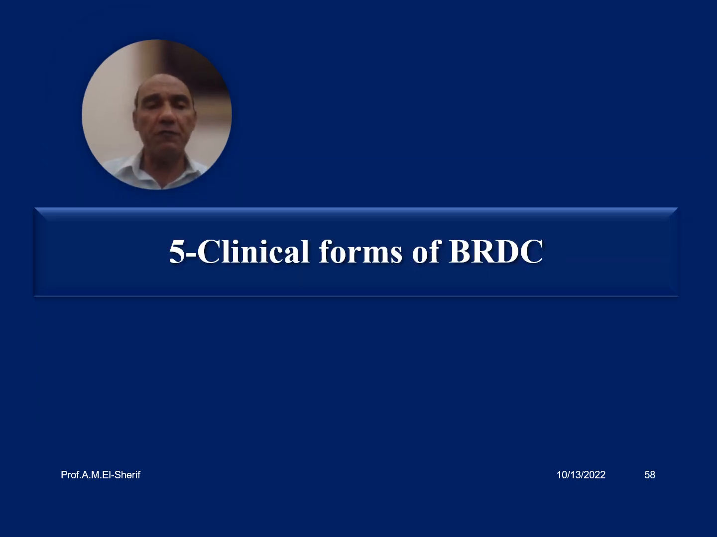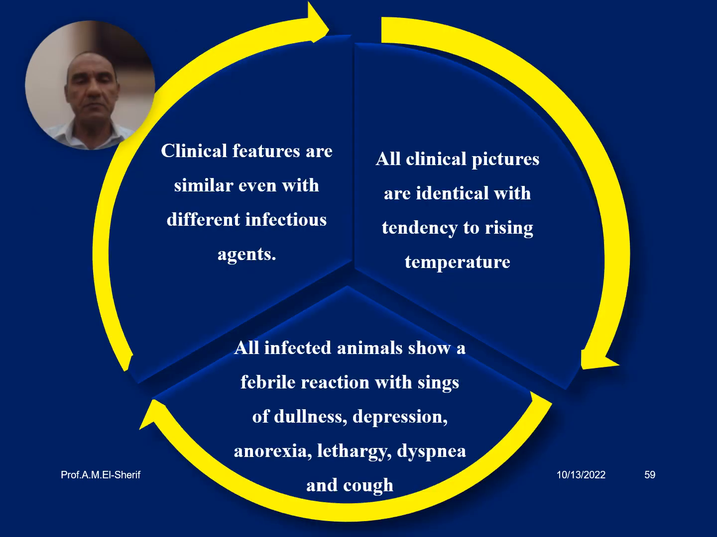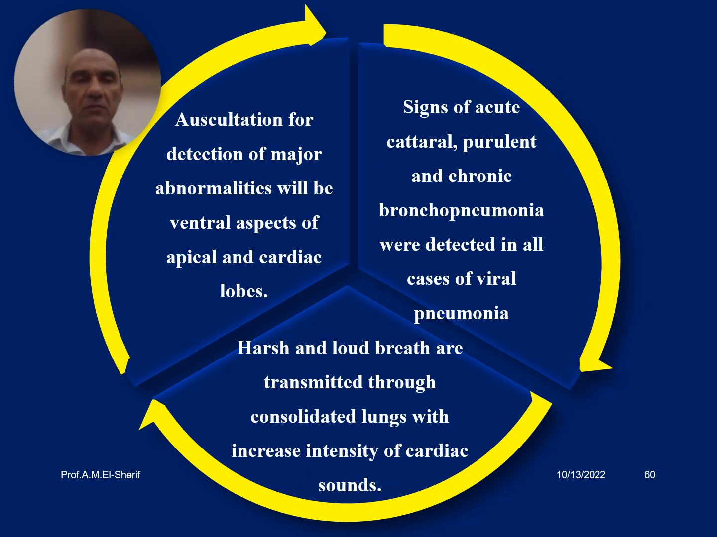Clinical forms of bovine respiratory disease complex. Clinical features are similar, even with different infectious agents. All clinical pictures are identical, with a tendency toward rising temperature. All infected animals show a febrile reaction with signs of dullness, depression, anorexia, lethargy, dyspnea, and cough.